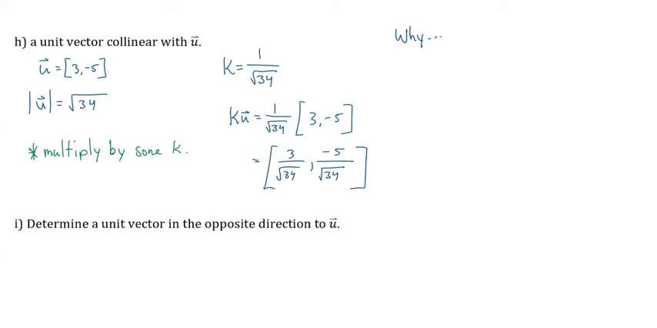I think it's hard to describe, right? It's hard to explain why, but that was very good. I think doing it and calculating the magnitude would help. So what is the magnitude of the unit vector? Square root of 3 over root 34 all squared plus negative 5 over root 34 all squared.